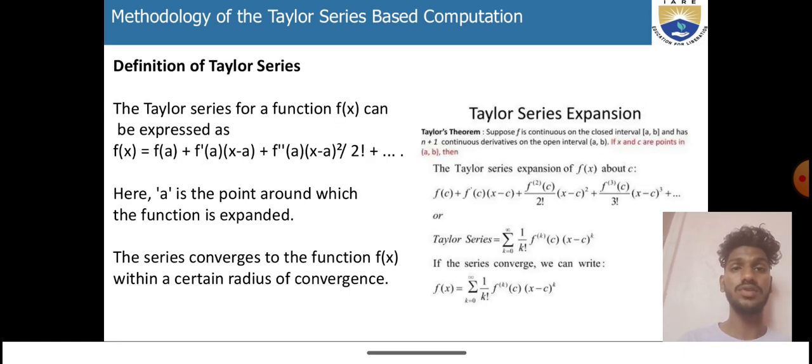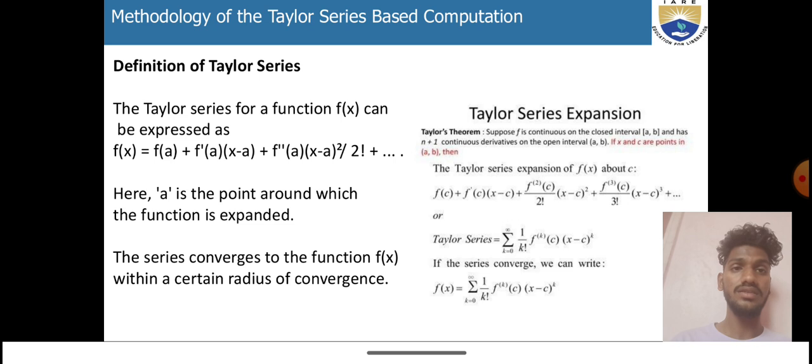Next, we will discuss the definition of Taylor series. The Taylor series for a function f of x can be expressed as f of x equals f of a plus f dash of a into x minus a plus f double dash of a into x minus a whole square by 2 factorial plus so on. Here, a is the point around which the function is expanded.